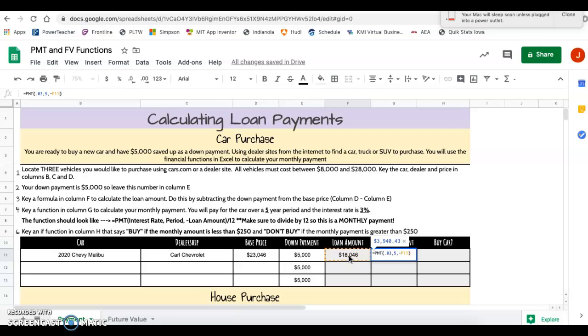Okay, so just like we have here, so equals PMT, parentheses, interest rate, 0.03, comma, periods, which is 5 years, and then a negative sign or a minus sign in our loan amount. And then we are going to divide this by 12 because we want to find out our monthly payment. Got all that in there? Hit enter. Looks like our monthly payment is $328.37.